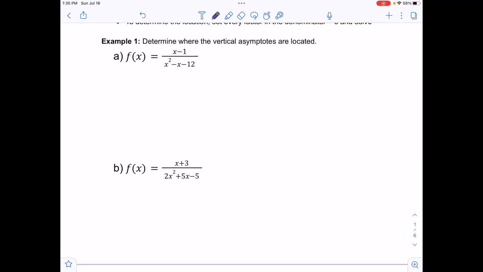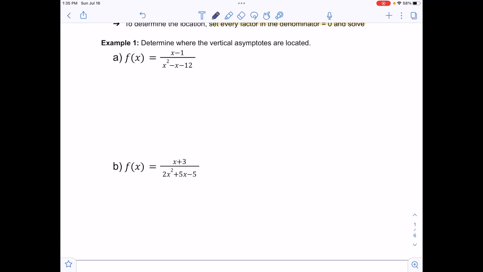So in our first example, I'm given the function f of x is equal to x minus 1 divided by x squared minus x minus 12. I need to factor my denominator. So I'm looking for two numbers that add to negative 1 and multiply to negative 12. Negative 4 and positive 3 are the numbers that I want. And so I'm going to set both of these not equal to 0.